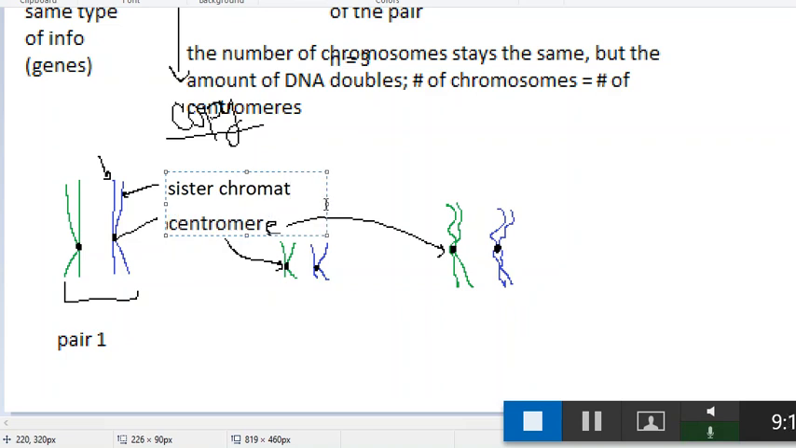Sister chromatids are identical. Because one is a copy of the other, they have the same genes, right? They have the same information on them. So sister chromatids are copies of each other.